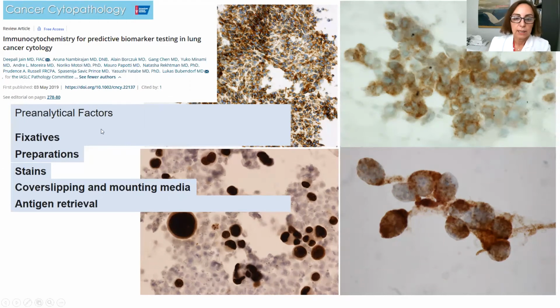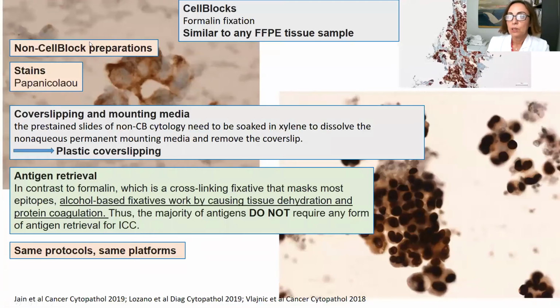We have to be aware of the fixatives and the fixation, the type of cytological preparation, stains, cover slipping and mounting media, and antigen retrieval. What happened with cell blocks? With cell blocks, there is no problem because they are fixed in formalin, so everything is similar to any formalin-fixed and paraffin-embedded tissue sample. So that's it. But what happened with non-cell block preparation?